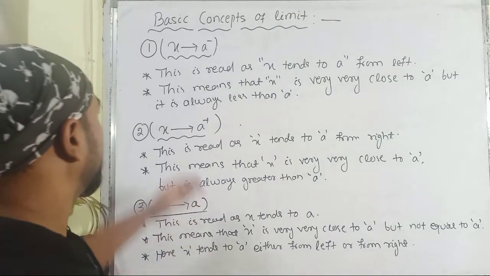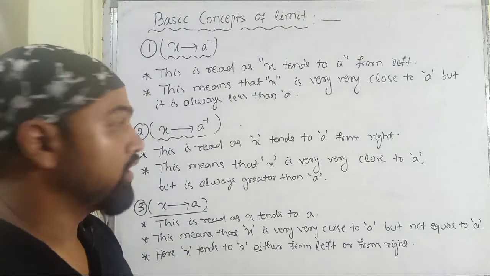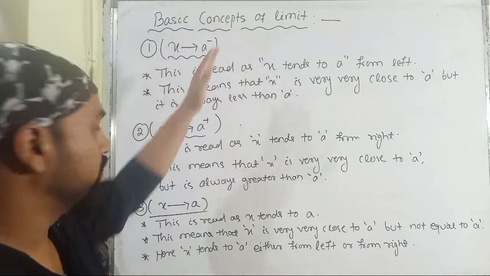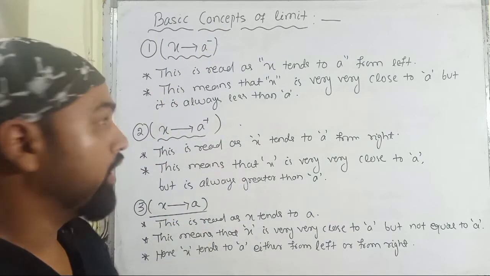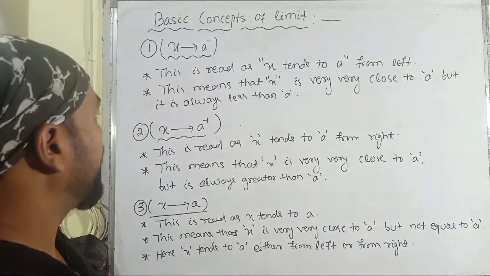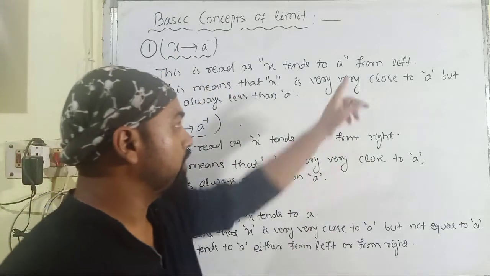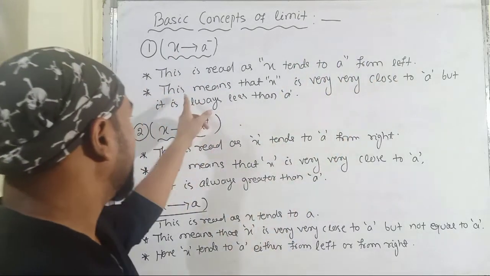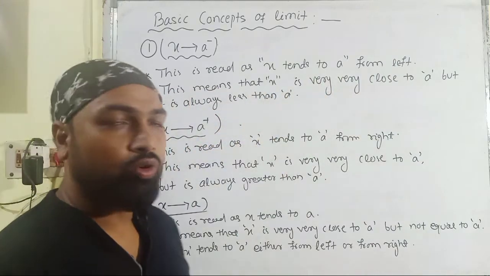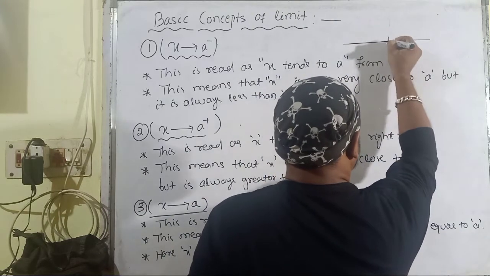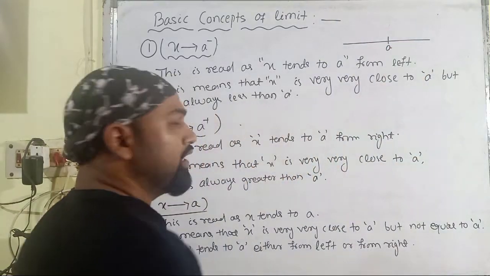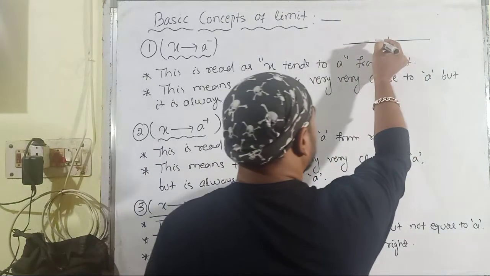Here you will see three basic concepts. The first one is x tends to a minus, the second one is x tends to a plus, and the third one is x tends to a. What do we mean by x tends to a minus? This is read as x tends to a from the left hand side. This means x is very close to a from the left hand side of the point a, and it is always less than a.